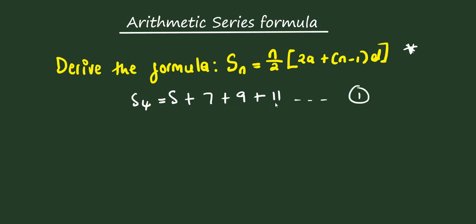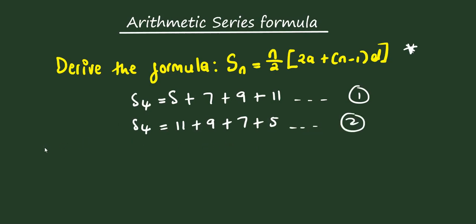Now these numbers, if I were to start with 11, then go to 9, 7 and 5, it will still be the same thing because we are adding. So if I reverse equation 1, I will have 11 plus 9 plus 7 plus 5. It is still giving me the same answer because it's addition. So I can then call this equation 2.